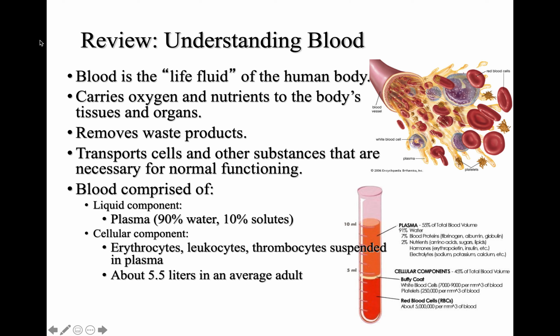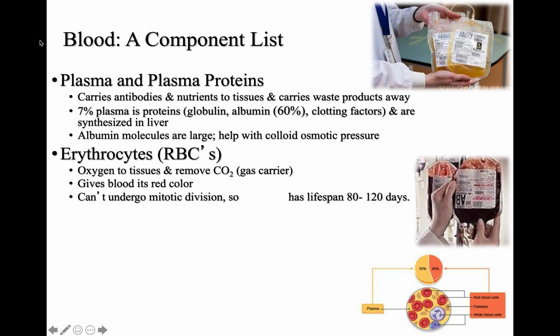So, understanding blood, I think most of you can see here that the plasma makes up about 55% of total blood volume. Cellular components are 45% of total blood volume, which include white blood cells, platelets, and red blood cells. We know there's a liquid component, which is the plasma, and look at how much water plasma is made of. And then the cellular component has all the cells that we're always talking about. There's about 5.5 liters in an average adult, give or take, depending on the size of the individual.